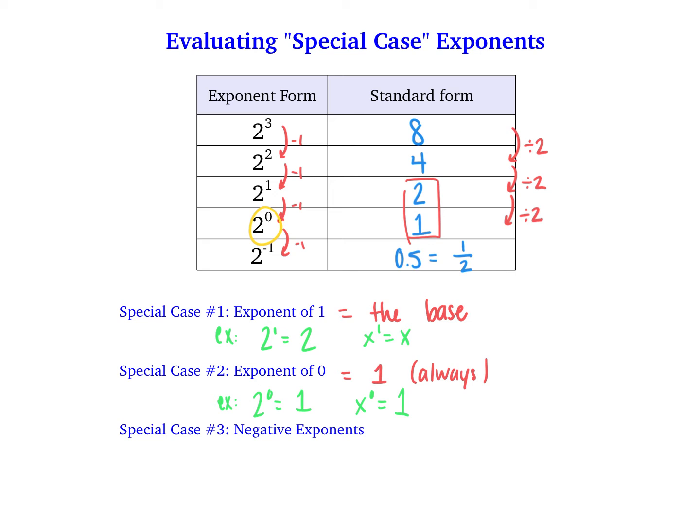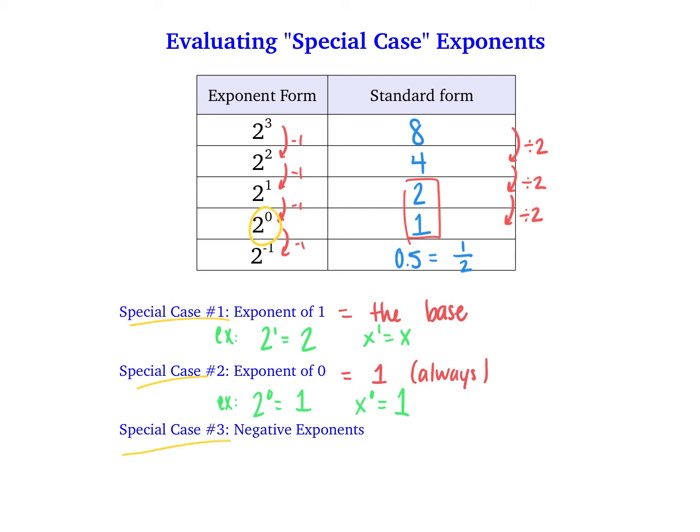So first, two special cases: an exponent of 1 is always equal to the base. So something like 2 to the first is equal to 2, or x to the first would just be equal to x. And an exponent of 0 is equal to 1, always, no matter if you have a numerical base like 2 to the 0, or if you have a variable base like x to the 0. Both of those are going to equal 1.